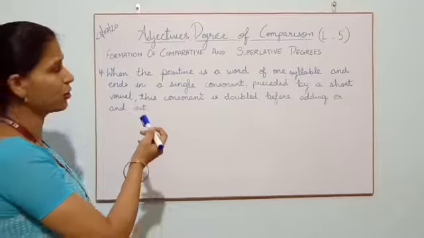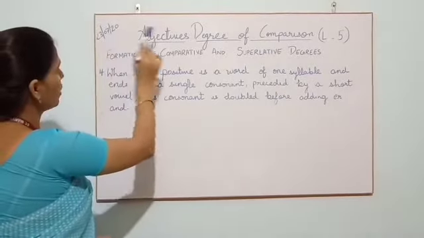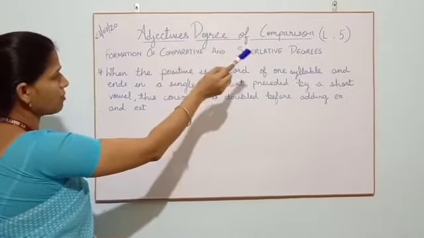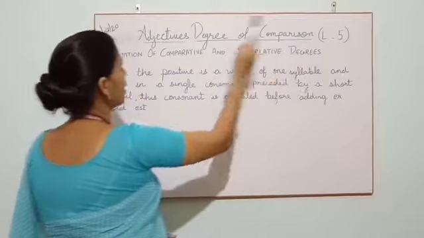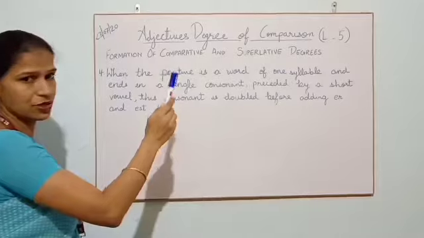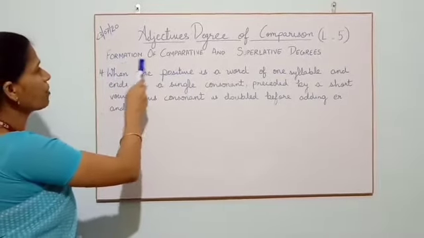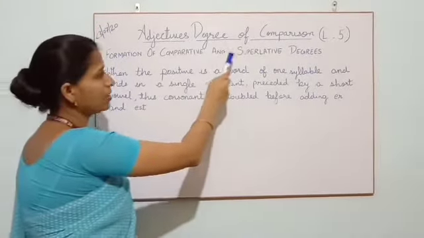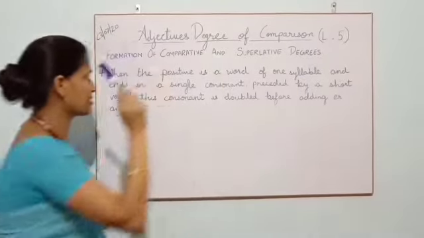I have written for you here. Today, we are going to learn about chapter number 5, Adjectives, Degree of Comparison. This is your lesson. Formation of comparative and superlative degrees.